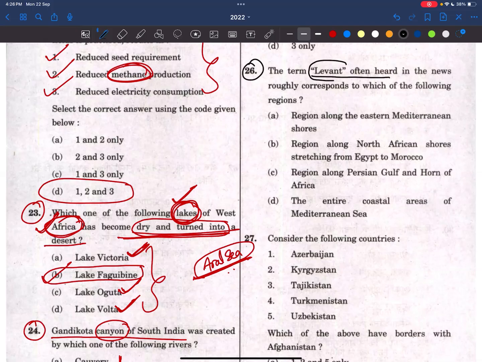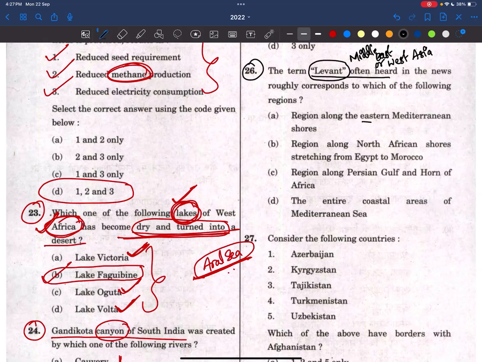See friends, this term is there, no? It is usually referred to in the context of the Middle East or West Asia. Okay, in historical times Syria was there, those regions. Now let's see the options.